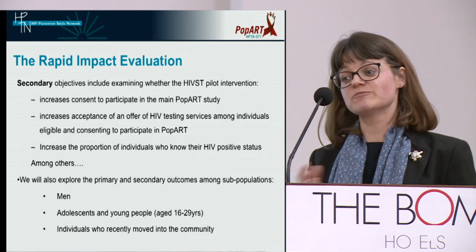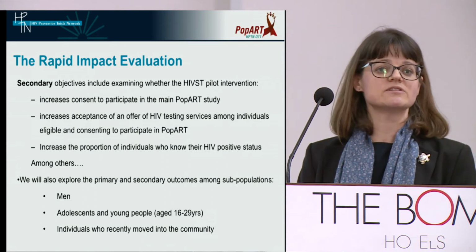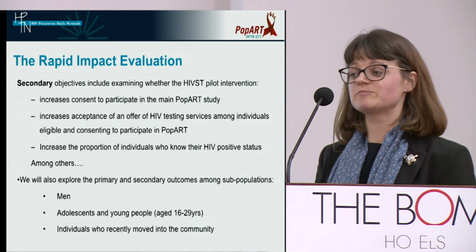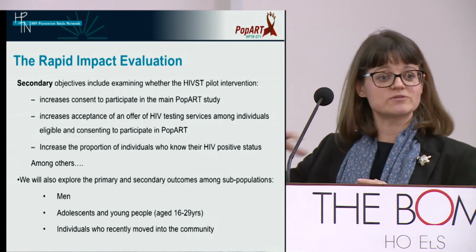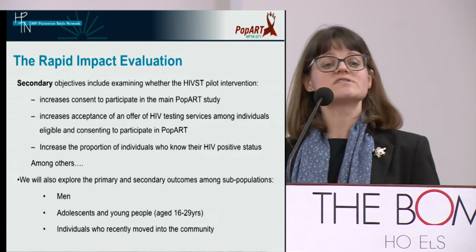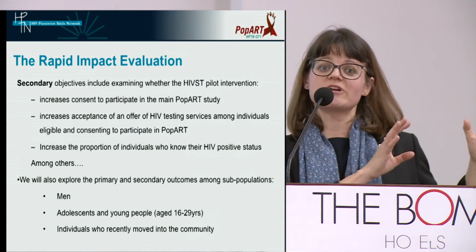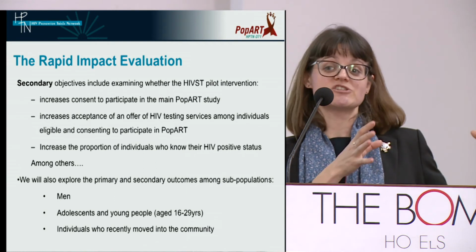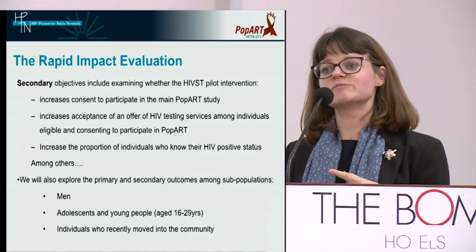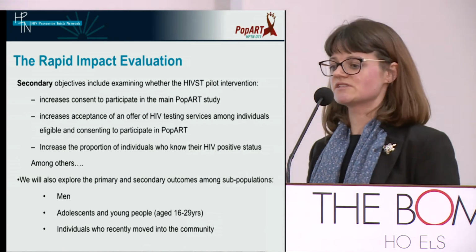We have, of course, a number of secondary outcomes that we want to look at. The first one is, we thought that maybe having self-testing in the community, people might be more likely to consent to the overall PopART study, so having that study explained to them. And of course, remember, the primary outcome includes a population denominator, so all the study population that's been enumerated. But amongst those people that the CHIP actually sees, is there an increase in uptake of HIV testing services?